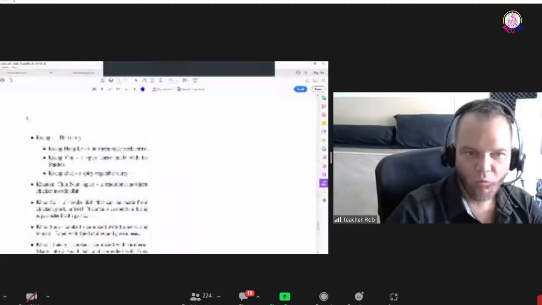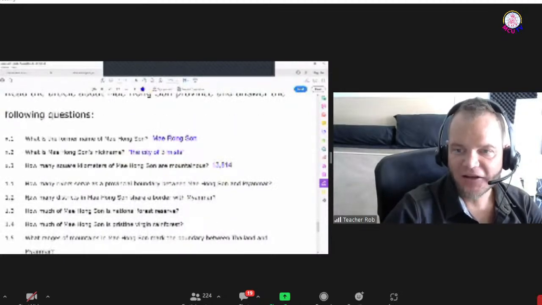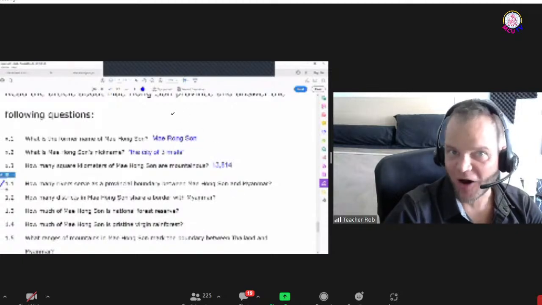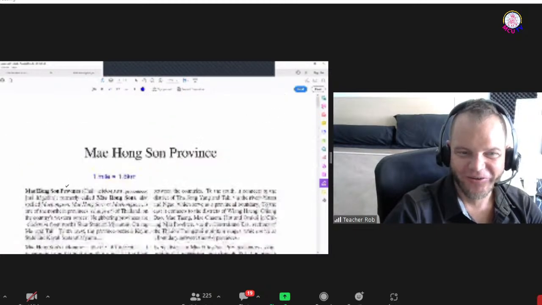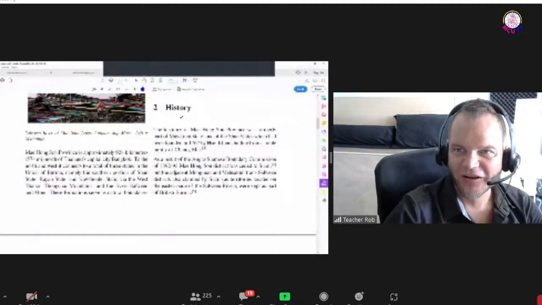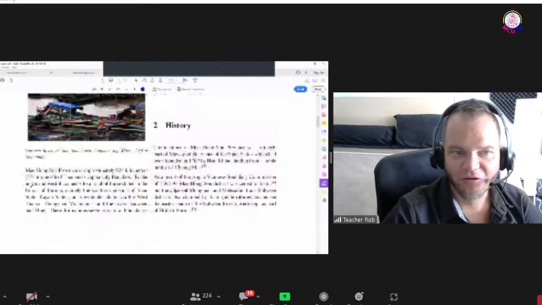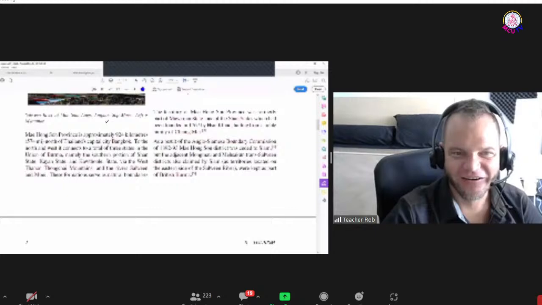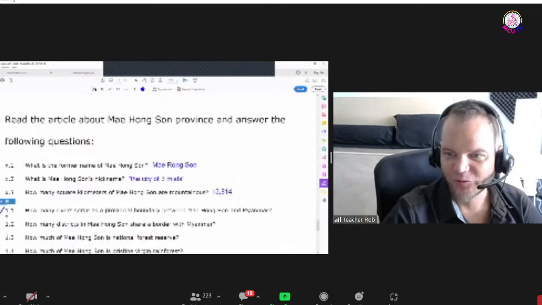1.1, the question here: how many rivers serve as a boundary between Mae Hong Son and Myanmar? If we look up here, I believe it was 2. Salween and Moei. Yes, exactly. These formations serve as natural boundaries between the countries. So the formations are some mountains and the rivers Salween and Moei. Very good. So the question is how many? The answer is 2.